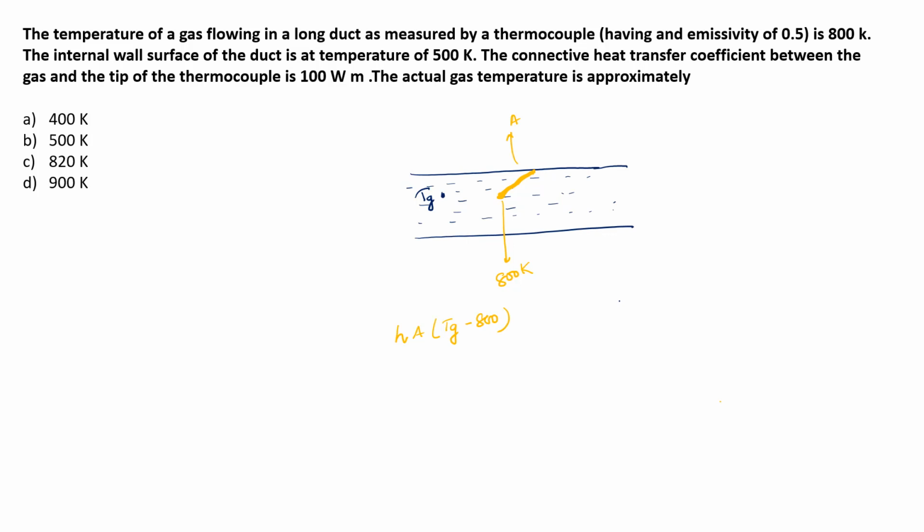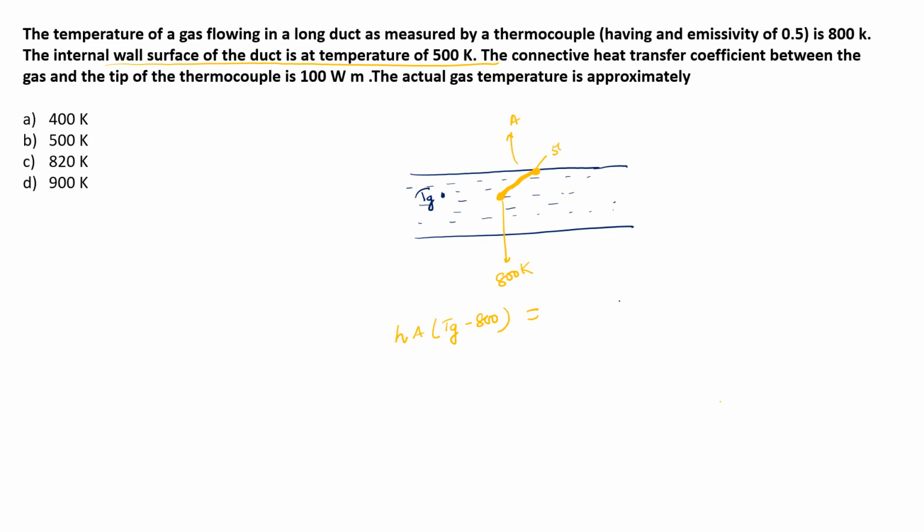That should be equal to, see, heat is flowing from here, because this portion is at a temperature of 800 Kelvin, and this portion is connected to the wall, the internal wall surface of the duct, which is in contact over here.